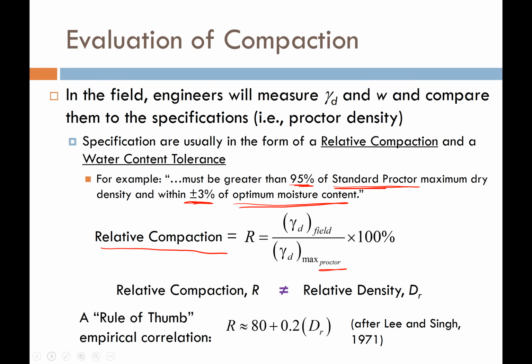But if we were to develop a correlation, some researchers have done that and said, well, the relative compaction relative to a standard Proctor test is about correlated to relative density of the sand using this relationship here.